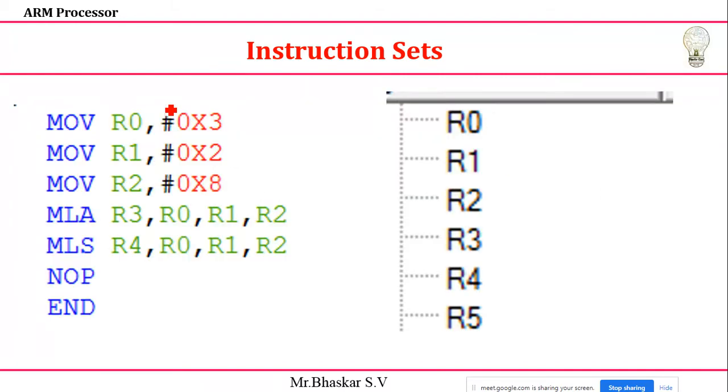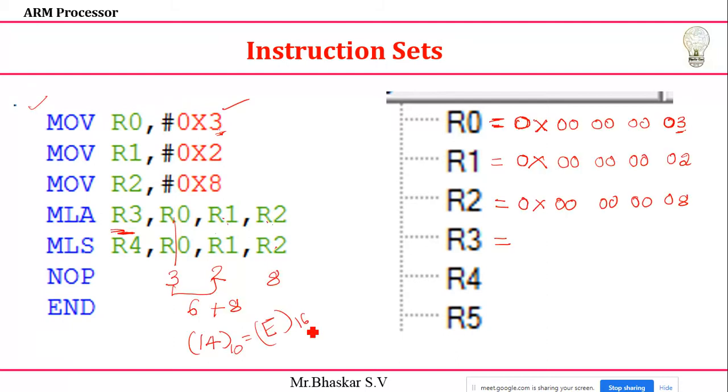Just see the program. You have MOV R0, 0x3, R1, 0x2, 0x8, and I am going to use the MLA and MLS instructions. Now you tell me what is the answer for R3 and R4. Just taking my R0 value as 3. Next it is a 2. 3 into 2 I'll get 6, 6 plus 8 means I'll get 14. 14 in hexadecimal is E. Now how it will be stored? 0x0000000E. Okay, so now you tell me the R4 value.